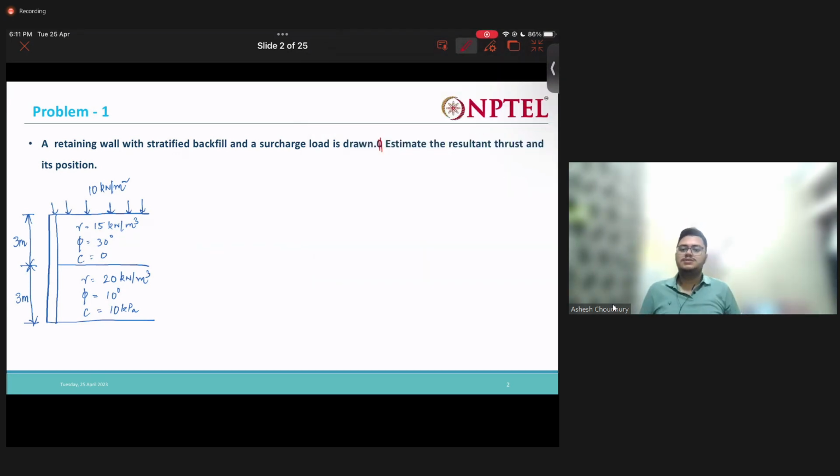As we can see, this is the arrangement. Two soil layers are there. The upper layer has phi equal to 30 degrees and c equal to 0, that is cohesionless soil, and the lower layer has phi equal to 10 degrees and some cohesion value, which is 10 kPa. We need to estimate the resultant thrust, so actually we will be estimating the active thrust. First, for the top soil layer.